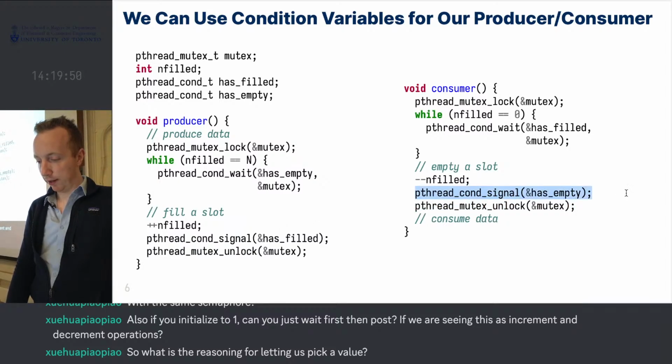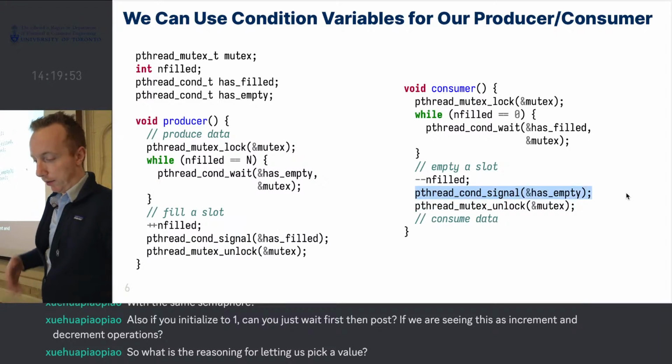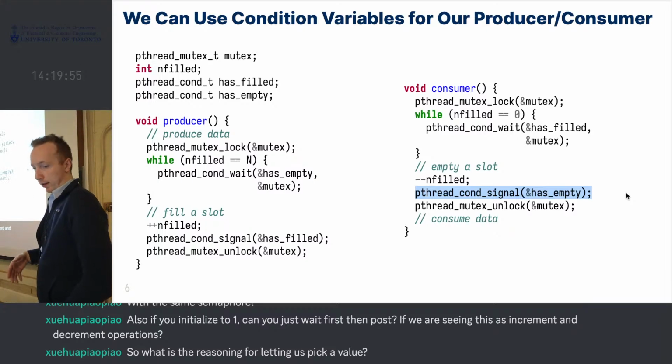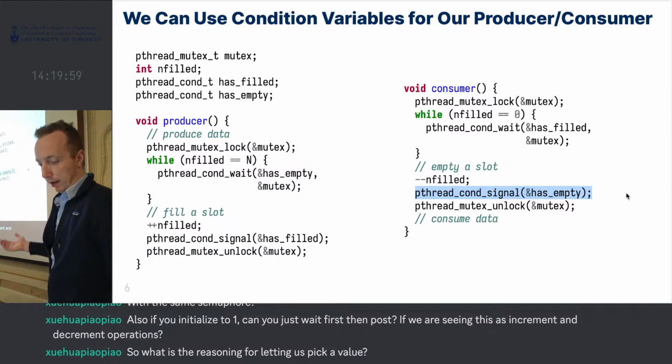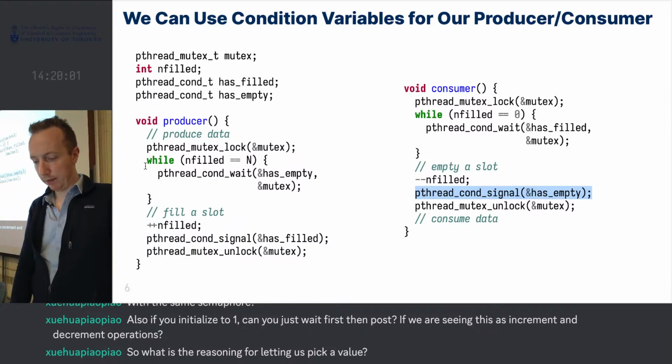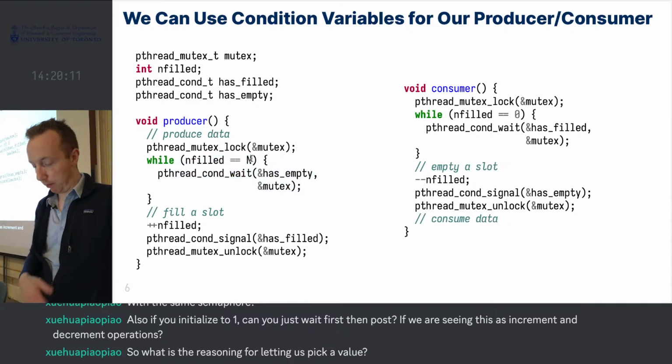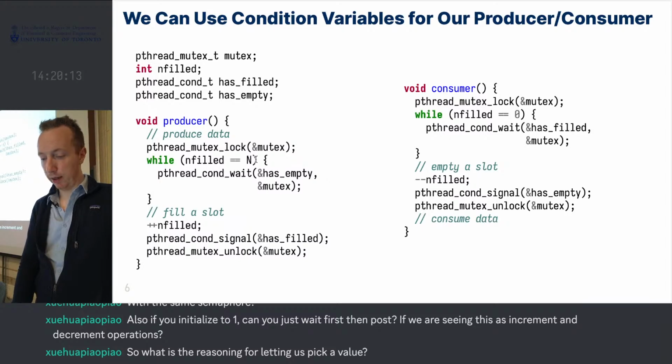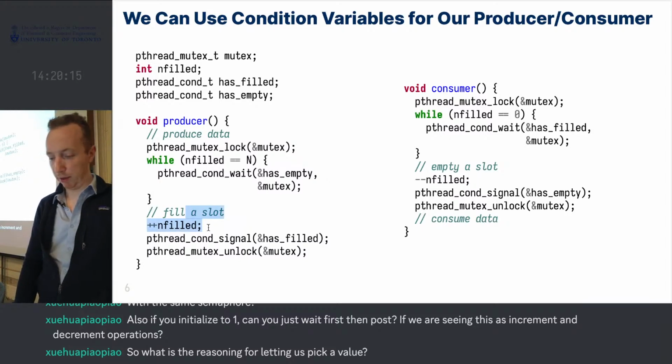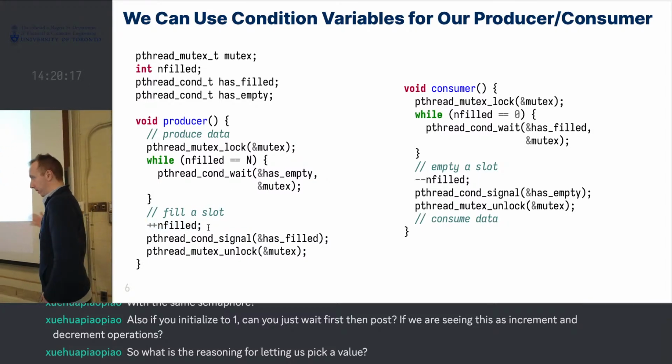The other side of this is in the consumer. Well, if it empties a slot, it can signal a producer thread that might be waiting with the hasEmpty. And say we had a producer thread waiting, it would wake up right here on this line and then go try the condition again, make sure that every slot is not filled, and then if not, well, it can keep on going, fill a slot, all that.